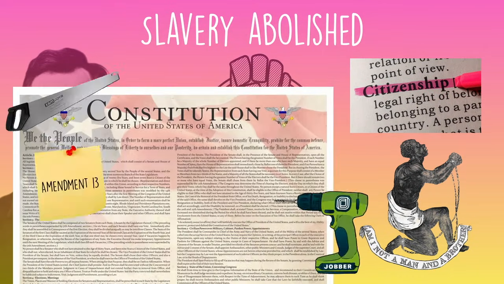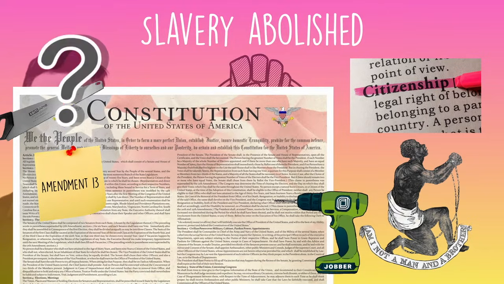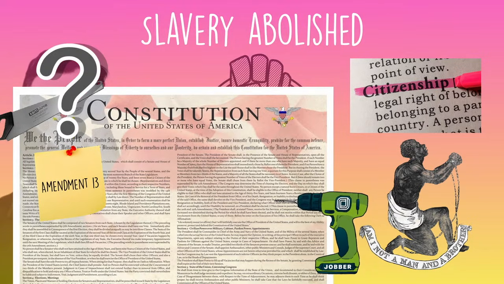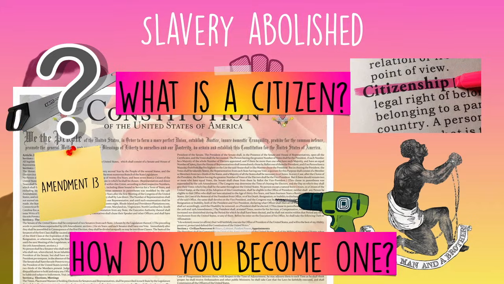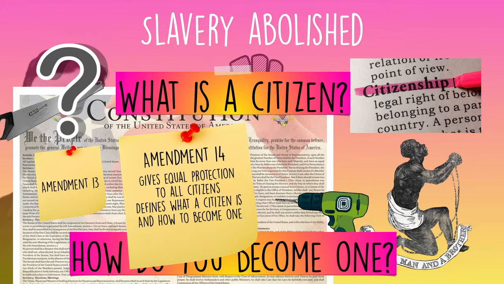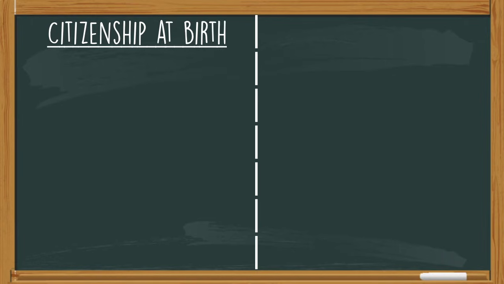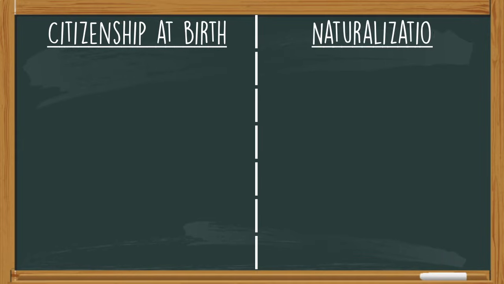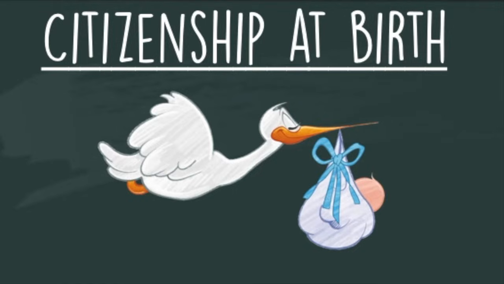And so quite a few questions arise after the 13th Amendment, like what is a citizen and how can you become one? And so we quickly get to work on the 14th Amendment, which actually defines the two ways you can be a citizen and the naturalization process. So let's draw this up on the board so that we can compare them side by side. You can be born a citizen or have citizenship at birth, or you can naturalize and go through the naturalization process. It's a lot easier to do it when you're just born a citizen.